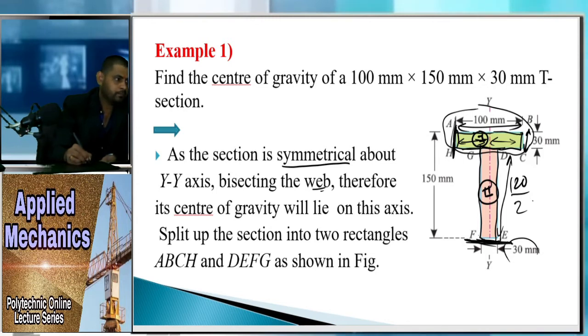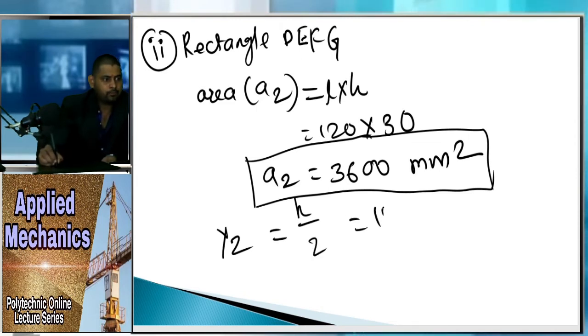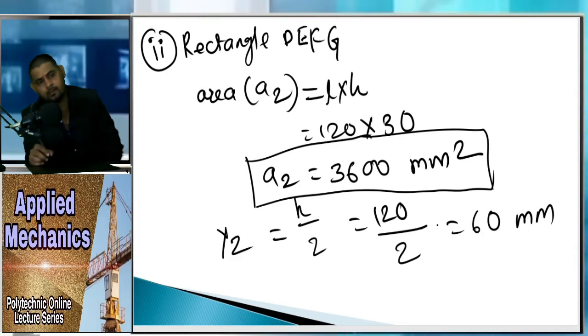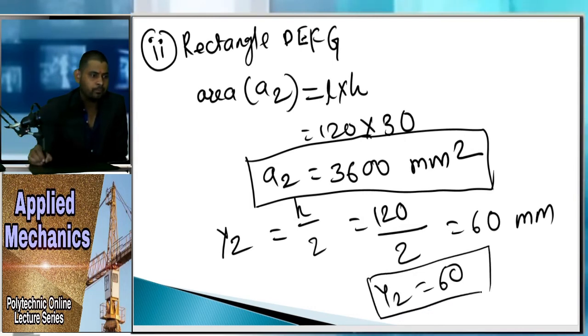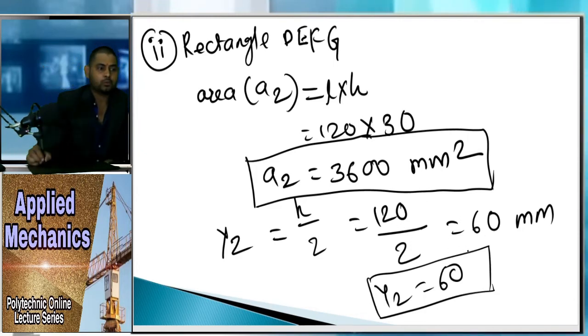So here, what we have taken here is h by 2, so you have to take h divided by 2. The height of the second rectangle is 120 divided by 2, that is nothing but 60 mm, right? So this is your value of y2, 60. So these two rectangles have been solved right now.